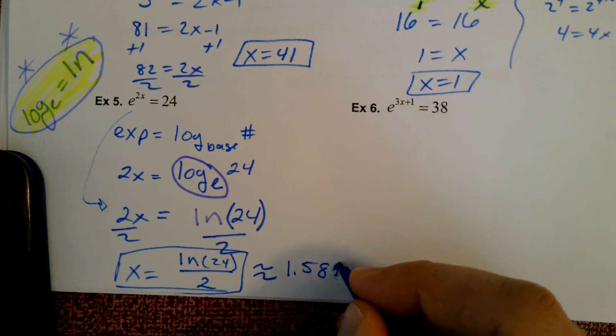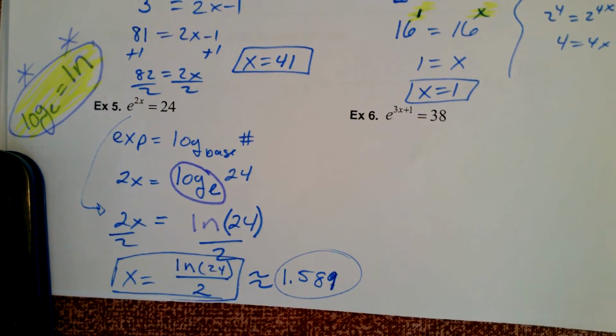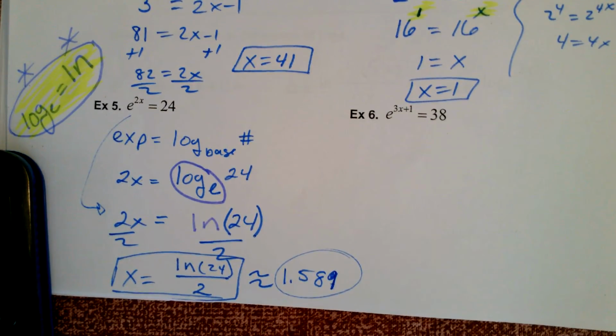Okay. Anybody having issues? Anybody having questions on how I got 1.589? Give me a thumb. Give me something. What do you got? We're okay with this?